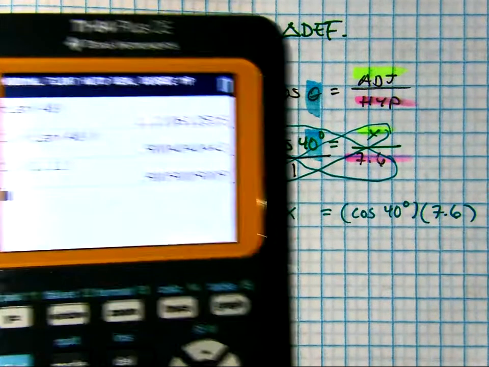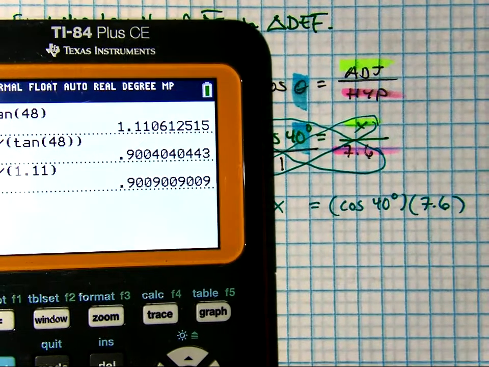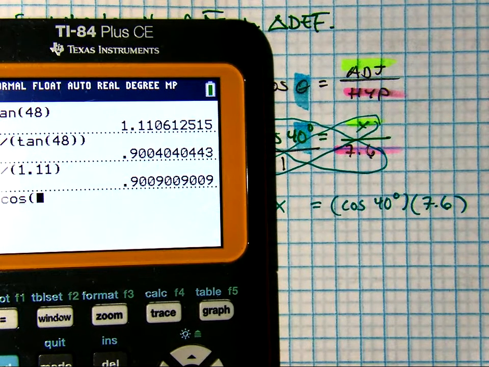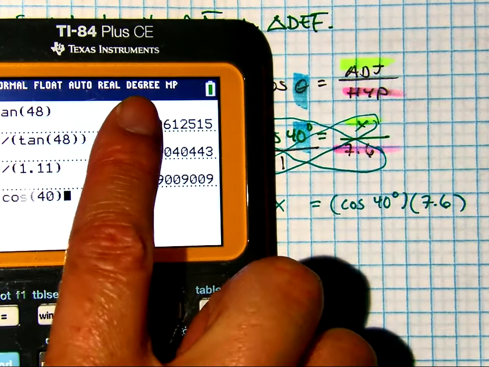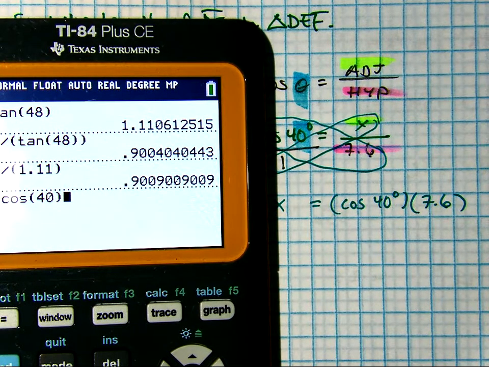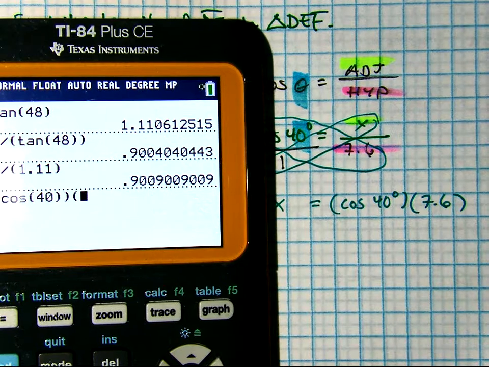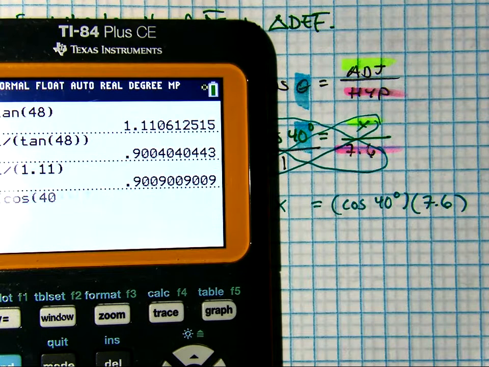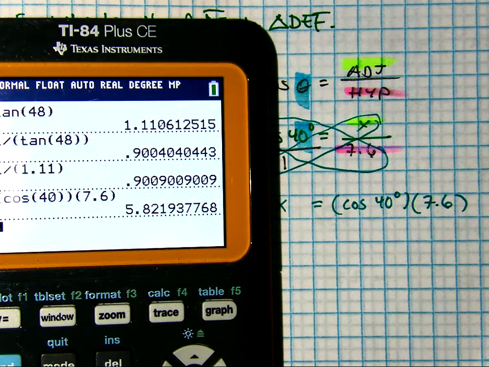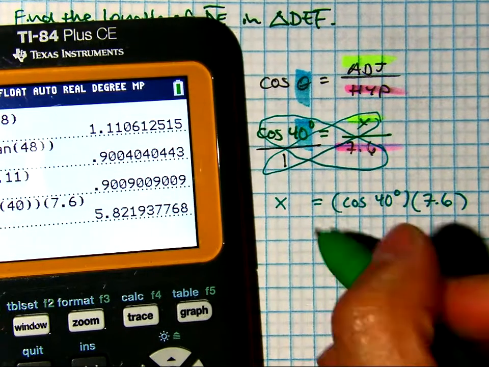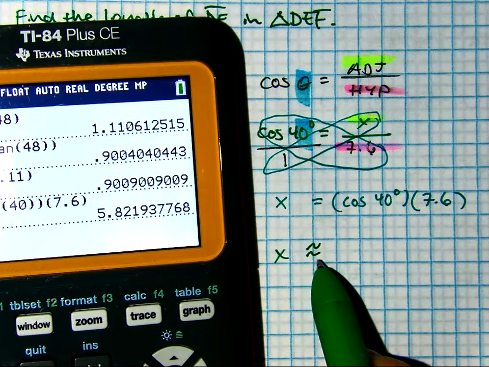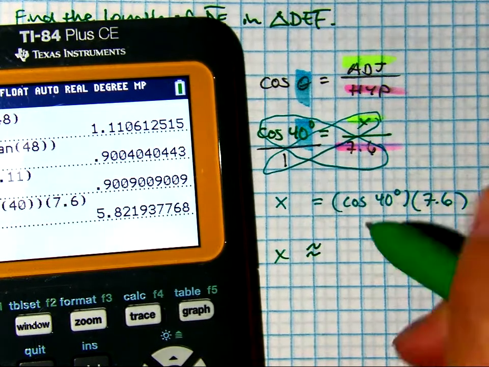Yesterday we talked about using extra parentheses when you're using your calculator. So parentheses, cosine of 40. I'm going to make sure my calculator is in degree mode. And then I'm going to close my parentheses, and then I'm going to multiply it by 7.6. X is approximate. Remember, if you're rounding, you can use the approximate symbol. 5.8 centimeters.